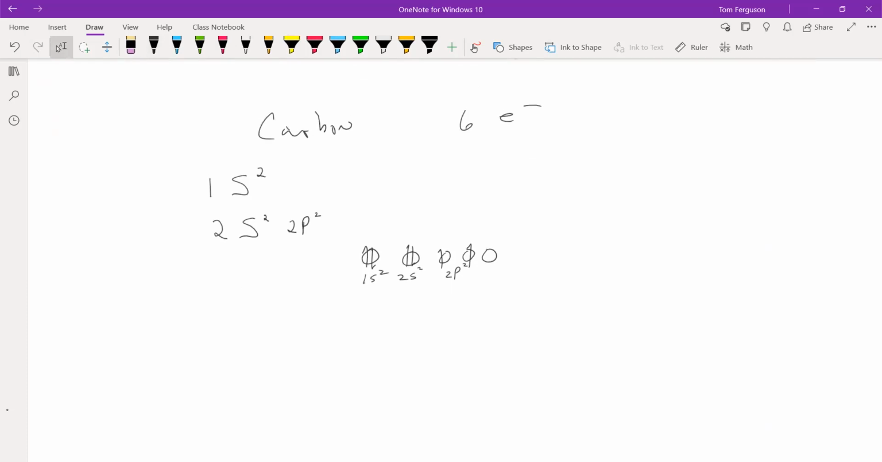Another little accounting. The superscripts have to add up to the total number of electrons. The superscripts are how many electrons are in each subshell. So if you don't have enough superscripts to go around, you've left something out. All electrons have to be accounted for.